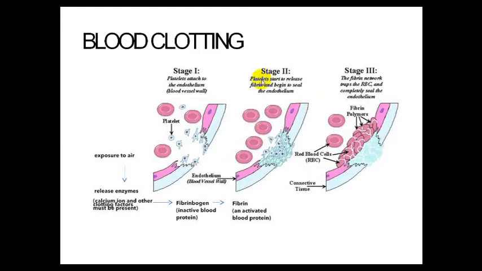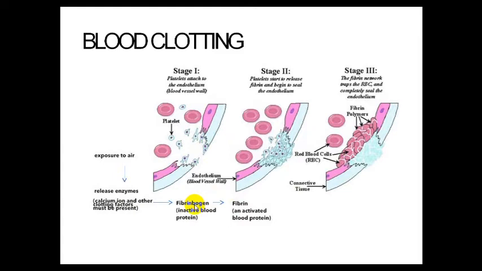In the second stage, the platelets will start to release the fibrin and begin to seal the endothelium. So the fibrin is released by the platelets. In the third stage, the network of fibrin will trap the RBC and completely seal the endothelium. Seal meaning closing it with a temporary blood clot. These are all the processes that happen.